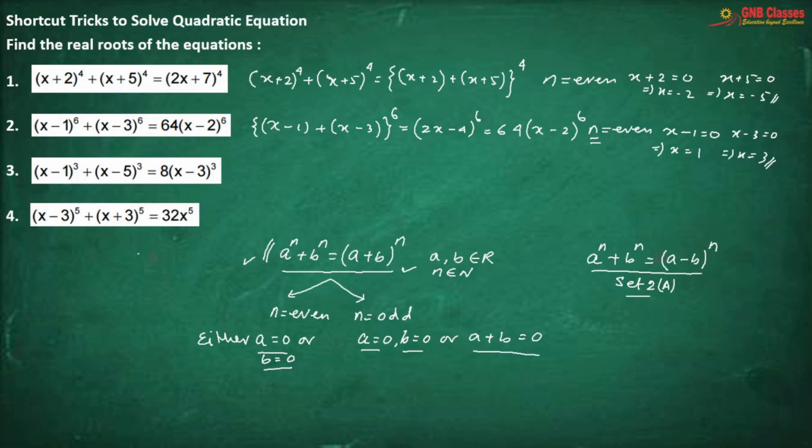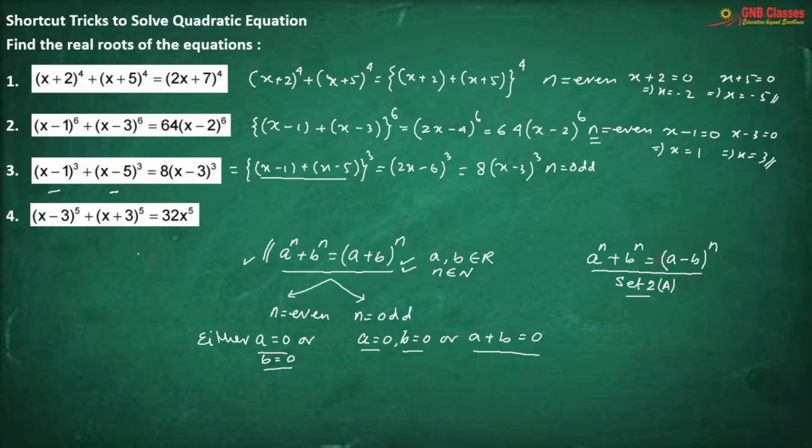In this problem again, the right hand side can be written as (x minus 1 plus x minus 5) whole cube. Because if I open the brackets, we are going to get (2x minus 6) whole cube. So if I take 2 common, 8 will come out into (x minus 3) whole cube. Yes or no? Right? So it is again in the form of a cube plus b cube equals (a plus b) whole cube, which is in the form of a to the power n plus b to the power n equals (a plus b) whole to the power n. Now we observe that here n is odd.